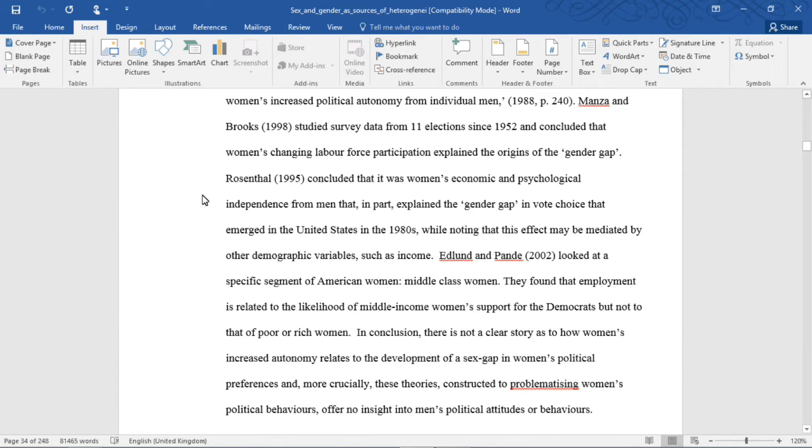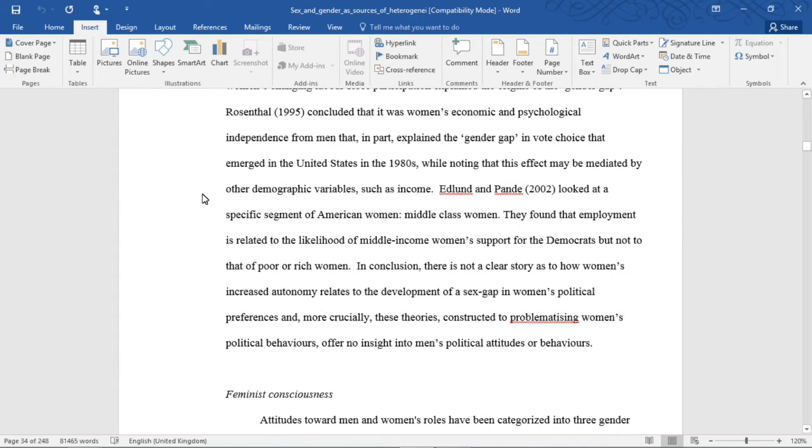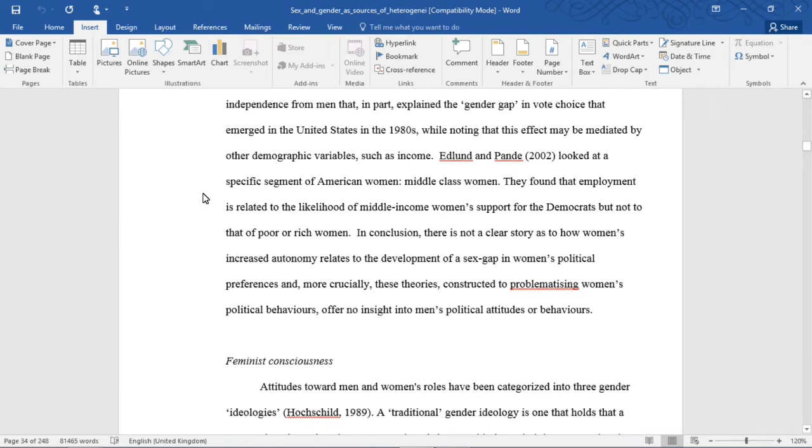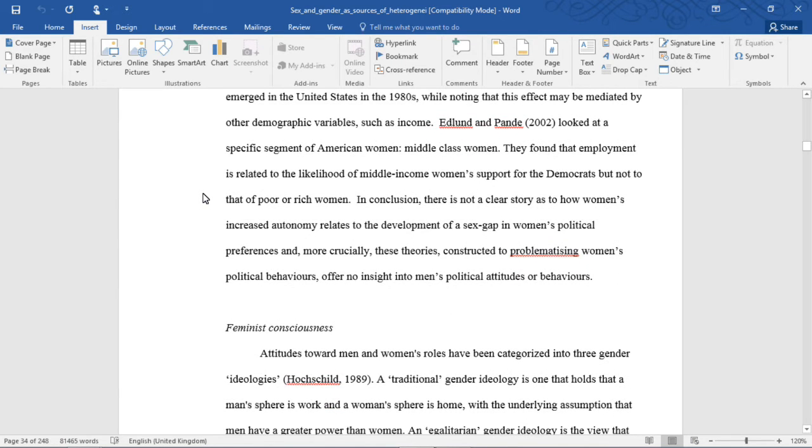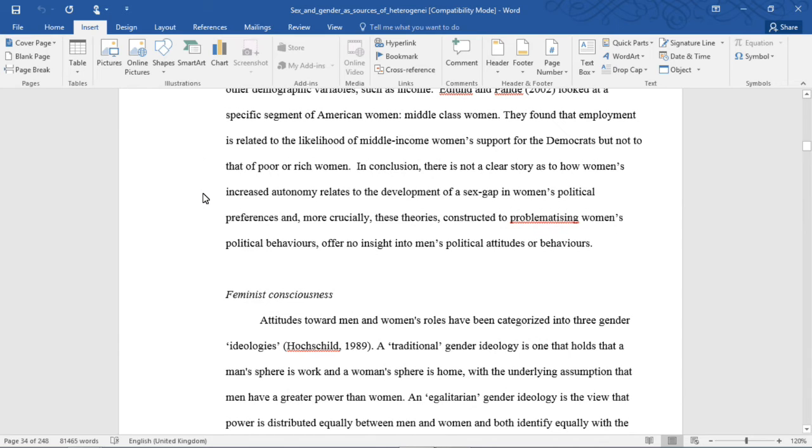Rosenthal concluded that it was women's economic and psychological independence from men that in part explained the gender gap in vote choice that emerged in the United States in the 1980s, while noting that this effect may be mediated by other demographic variables such as income. Eland and Pandey looked at a specific segment of American women, middle-class women. They found that employment is related to the likelihood of middle-class women's support for the Democrats, but not to that of poor or rich women. In conclusion, there is not a clear story as to how women's increased autonomy relates to the development of a sex gap in women's political preferences, and more crucially, these theories, constructed as problematizing women's political behavior, offer no insight into men's political attitudes or behaviors.